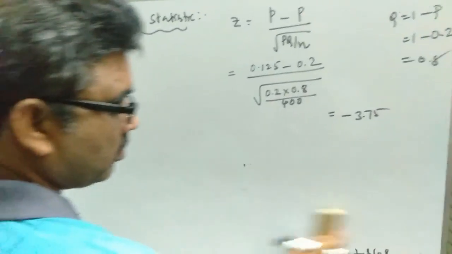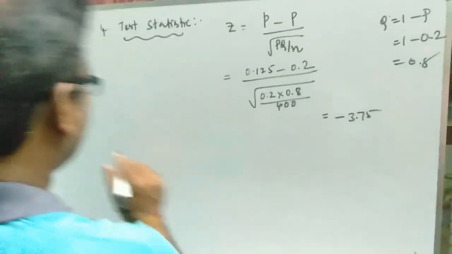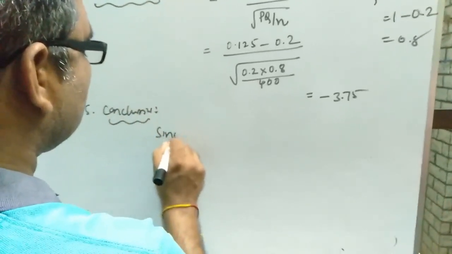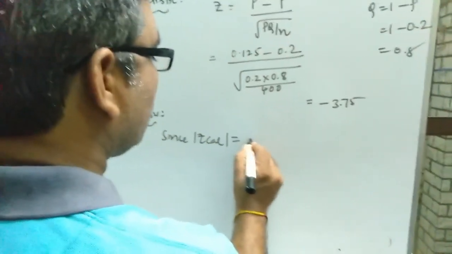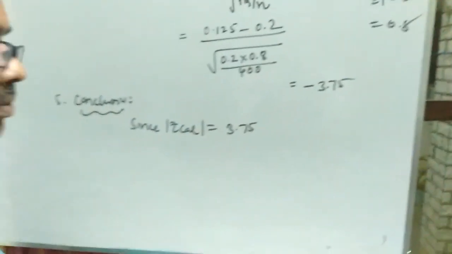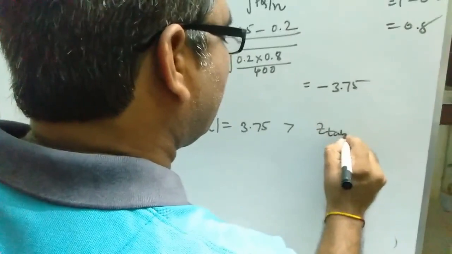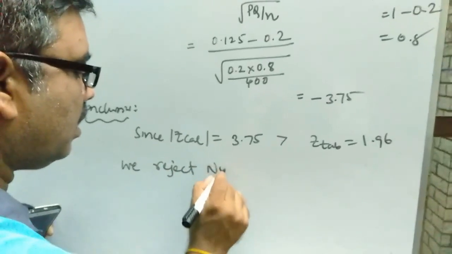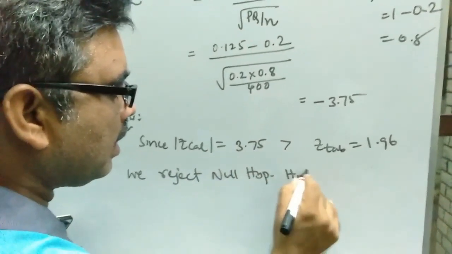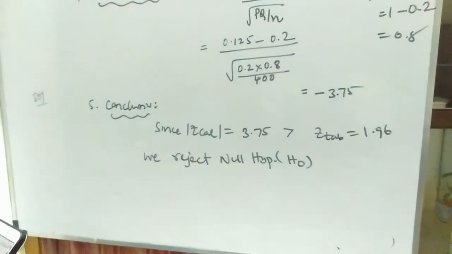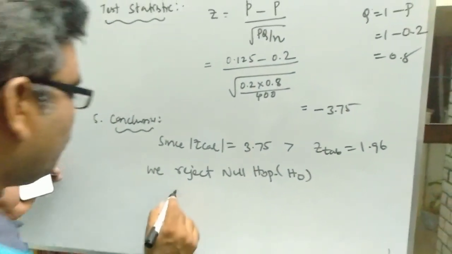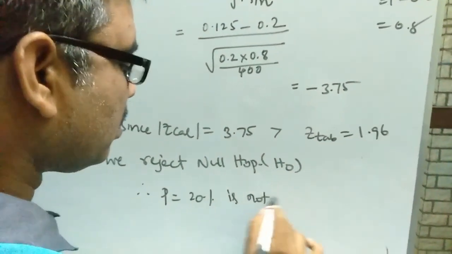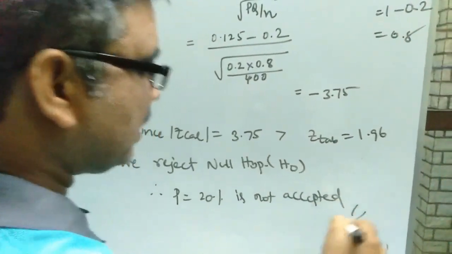Now we have to conclude, conclusion means comparison of the calculated value and tabulated value. Since mod z calculated is equal to 3.75 is greater than z tabulated value 1.96, we reject null hypothesis H naught. So rejection means what is our null hypothesis? Therefore, P is equal to 20% is not accepted. So this is a wrong statement.